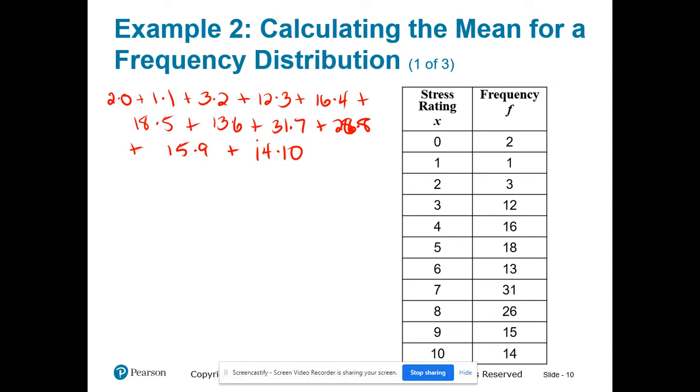So you multiply first, then you add, order of operations. We're going to divide it by the number of numbers we have. This is where students mess up.